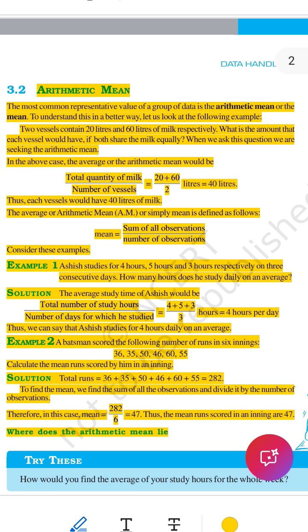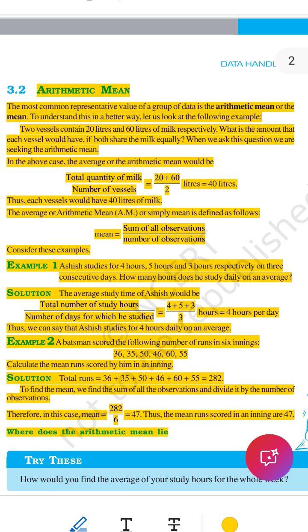Absolutely. Here's a great, deepest, yet simplest detailed summary of everything about the arithmetic mean, explained step by step with no confusing words, so you get a complete and clear understanding. This summary ties together what arithmetic mean is, how to find it, why it matters, and where it lies.